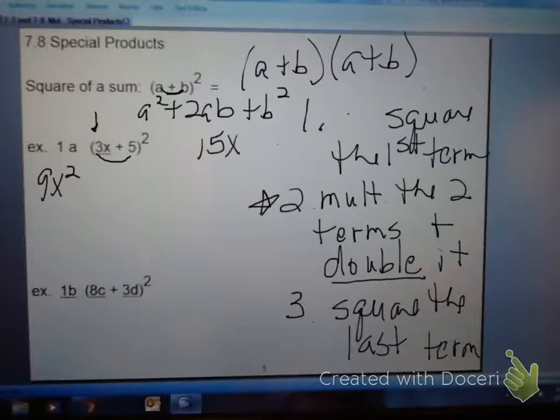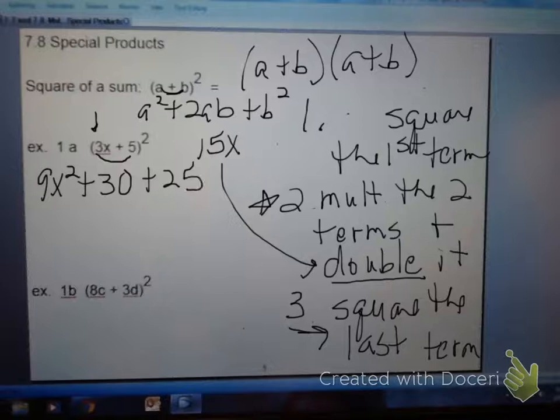And then what do I do with it? I double it. Double it means either multiply it by 2 or add it to itself. So 15x plus 15x is 30x. And then step 3 is square the last term. 5 squared is 25.